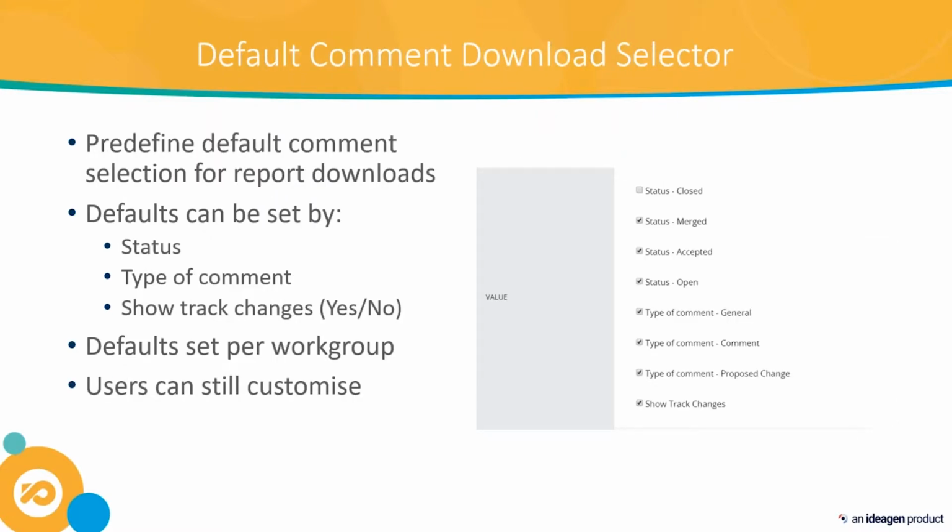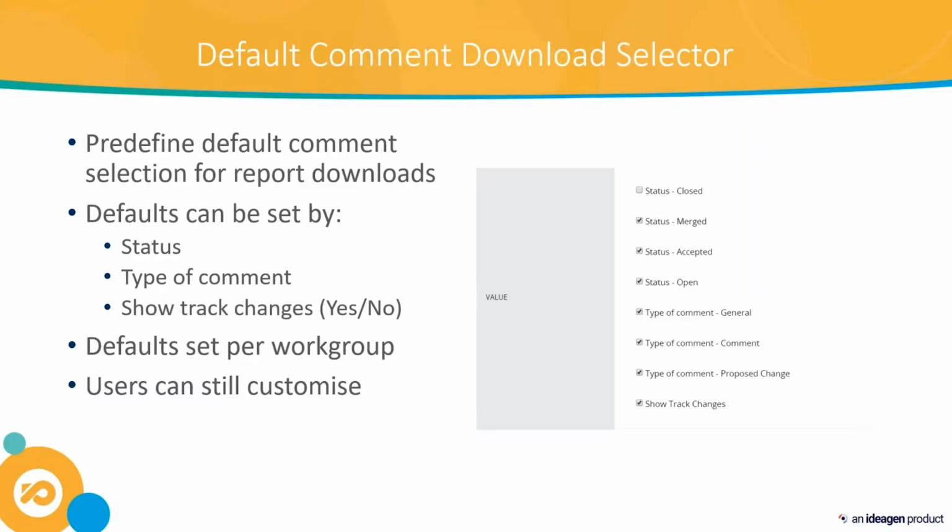The next thing to talk about is the default comment download selector. This, again, is set at a workgroup level, very, very easy to set up if you're a workgroup admin. And you can basically predefine the default comments that you want downloaded in the reports.